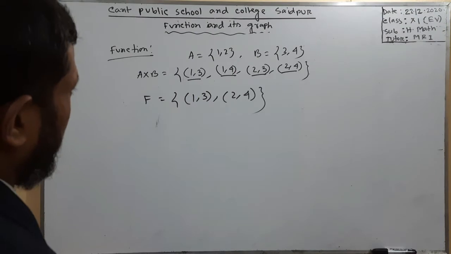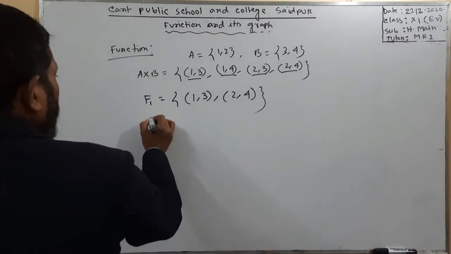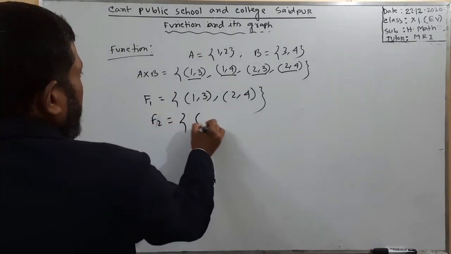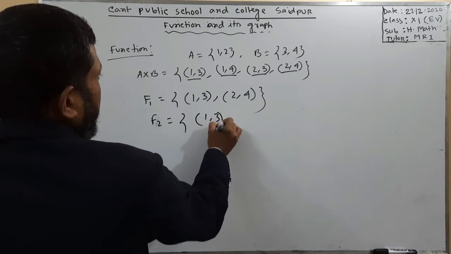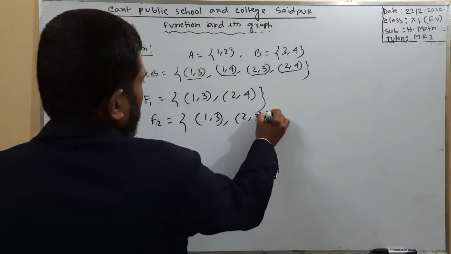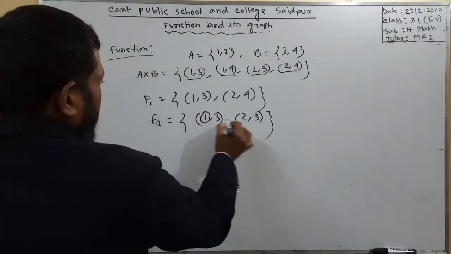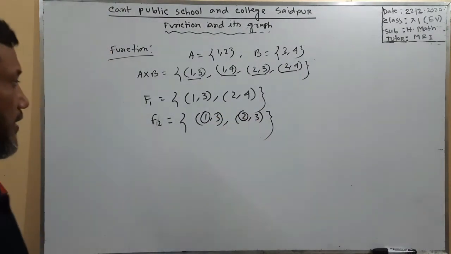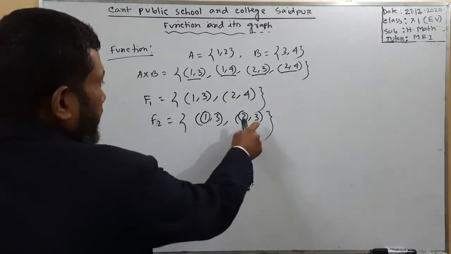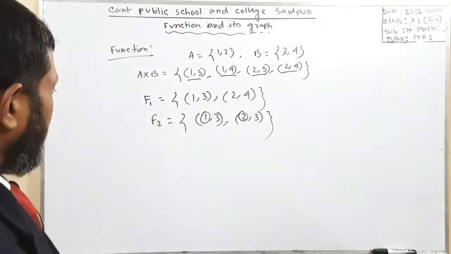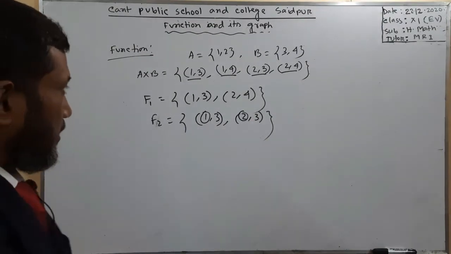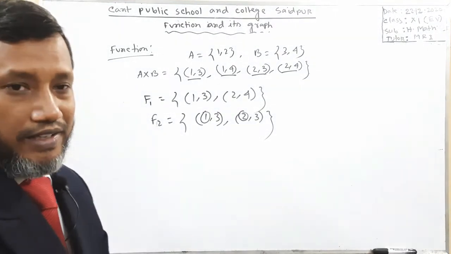This is a function. Also it may be (1, 3), (2, 3). This is also a function. The first element is different; since the second element is the same here, no problem. Here f1, f2, these are functions. We can define it another way.